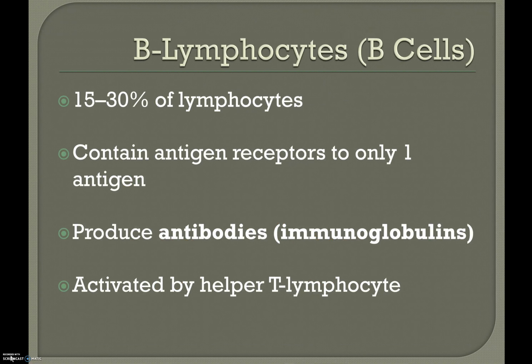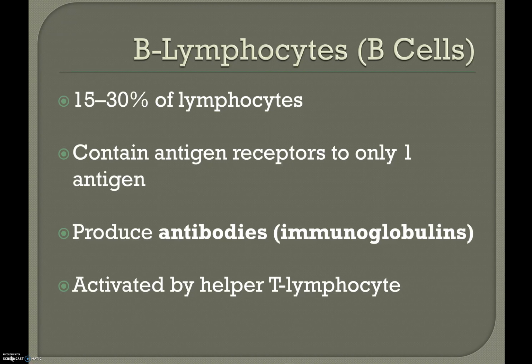Moving on to the B lymphocytes, also known as the B cells. About 15 to 30% of the lymphocytes are B lymphocytes. And like the T lymphocytes, the B lymphocytes are also very, very specific towards a particular antigen. The B lymphocytes produce a lot of antibodies, and the antibodies are also known as immunoglobulins. There are 5 types of immunoglobulins. Right now, we are not going into those details. You will learn about those when you move on to micro.